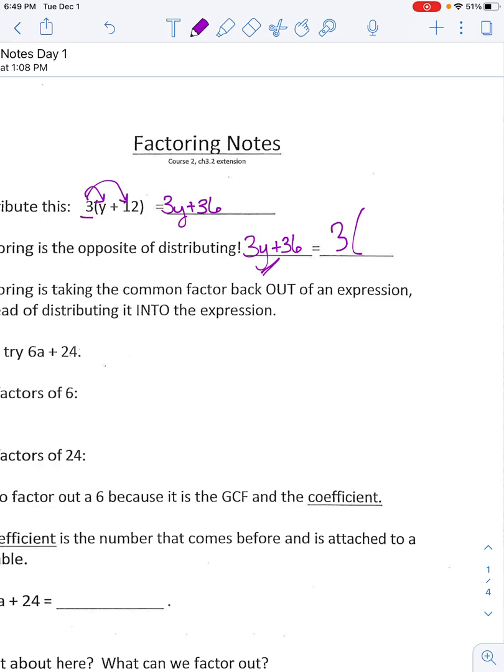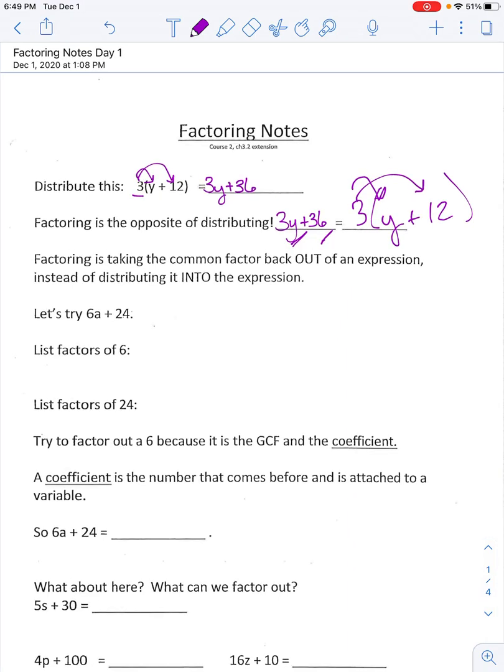And if you do 3y divided by 3, you get 1y. And if you do 36 divided by 3, you get 12. So 3y plus 36 is the exact same thing as 3 times (y plus 12), because again, 3 times y is 3y and 3 times 12 is 36. So those two things are the exact same thing. When we are factoring, it is the opposite of distributing. So we're just going to do the exact inverse of what we've done the last couple days. Okay.